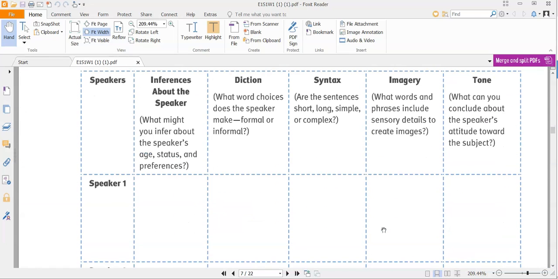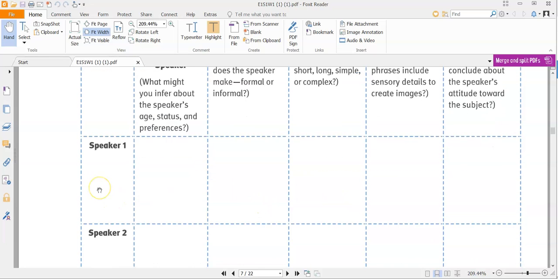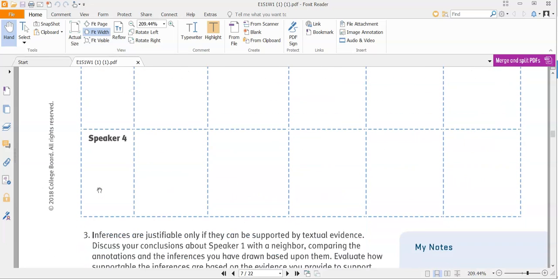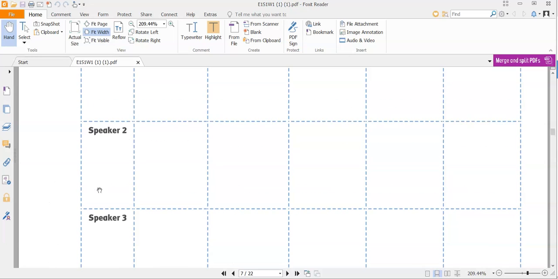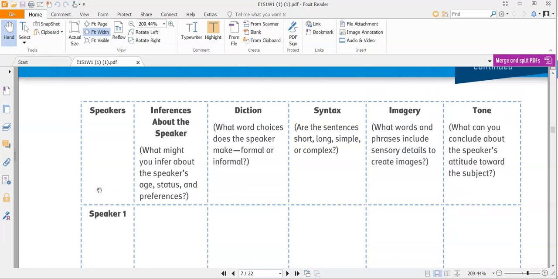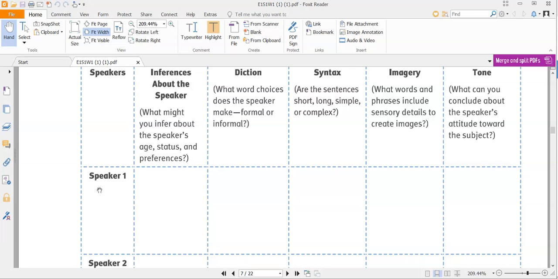So that person was very detailed. So now we have this chart, okay? You have the speakers. So there are 4 speakers in total, and I'm going to do the first one with you. So that means that there will be 3 that you're expected to do by yourself.